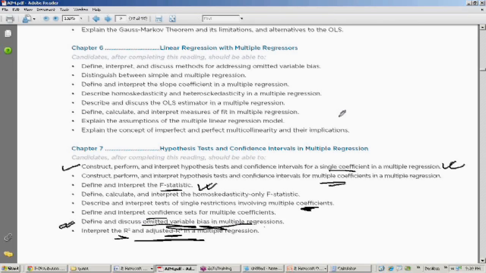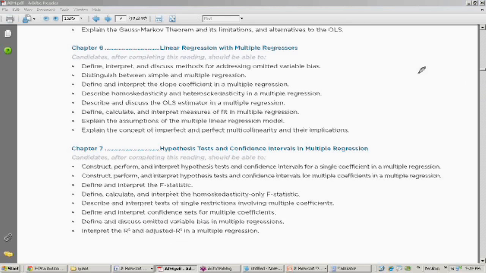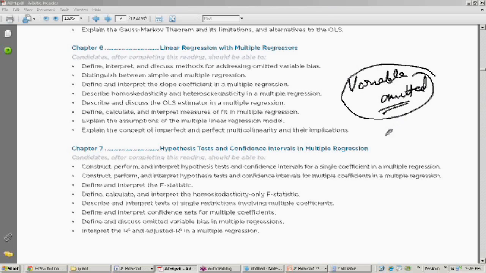Now what is the concept of omitted variable bias in multiple regression? What happens if you omit, or forget to include, a variable? When a variable is omitted, you have certain misspecifications. We'll see what those misspecifications are.